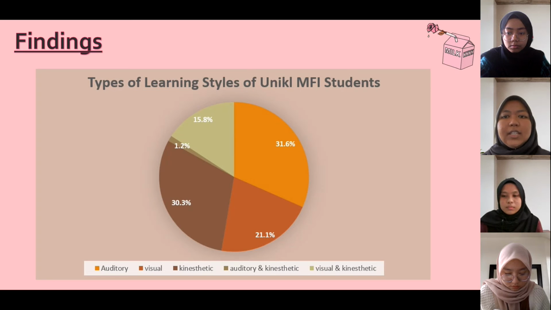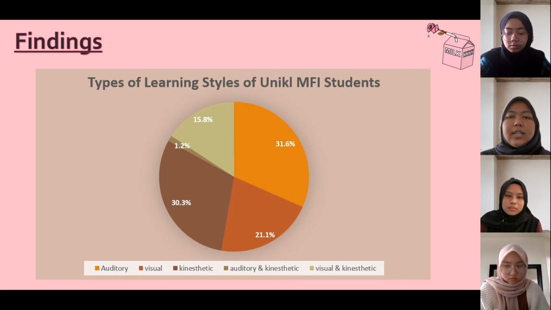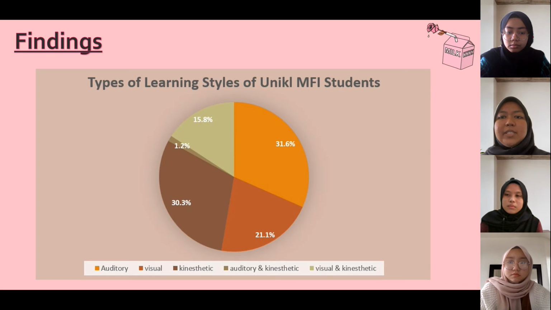Next, for the kinesthetic learning styles, obviously, as the UniKL MFI students are majoring in engineering courses, hands-on activities are required to make sure students could understand the field that they are learning. In addition, calculation is also highly involved in the engineering major. To ace the subjects, students need to do a lot of calculation exercises to get used to the problems. Hence, this justifies why these two learning styles have the highest percentage among UniKL MFI students.